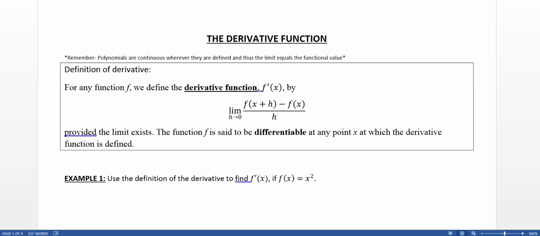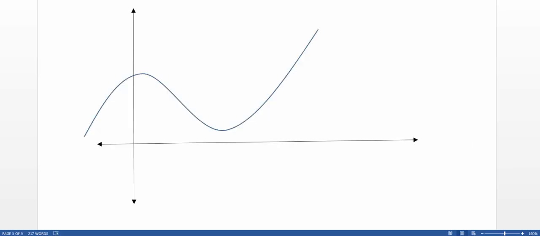I hope that the top of this limit looks familiar. If you think back to our composite functions, we were doing a lot of things like f of x plus h within our composite function section, which we'll now be able to apply here. Why does this definition make sense? Let's take a quick sidebar and look at a picture so we can understand why this limit will give us the definition of derivative.